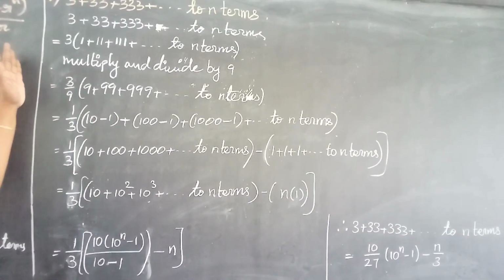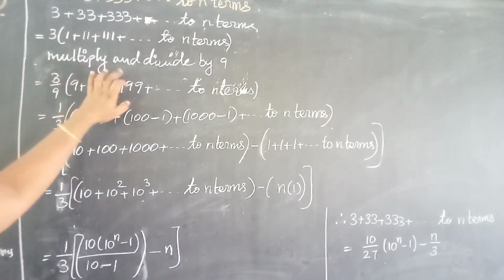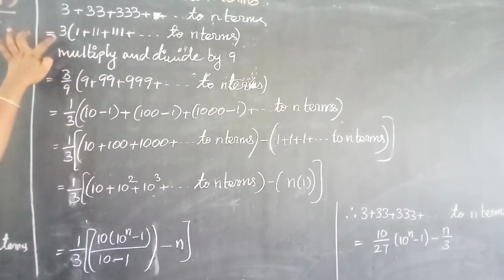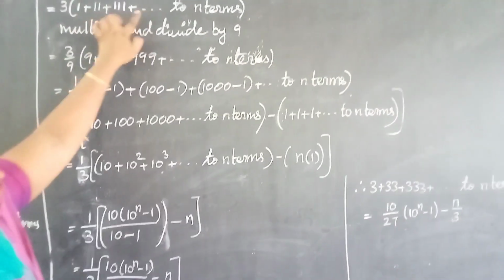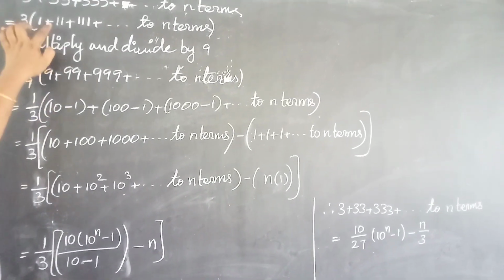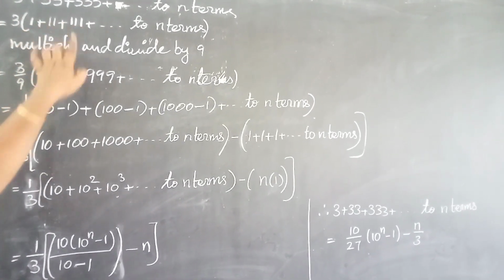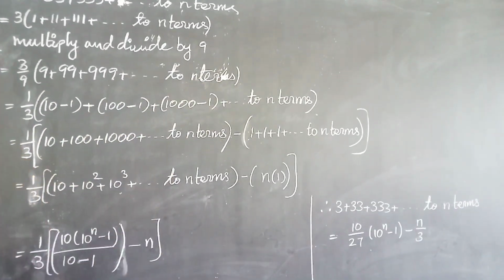So the same step, whatever you did in the previous sum, you are going to do here. Multiply and divide by 9. Divide means you have to write it outside, and multiply means you have to multiply each term in this bracket. So write 3 by 9. 1 into 9 is 9, 11 into 9 is 99, 111 into 9 you will get 999, plus and so on to n terms.